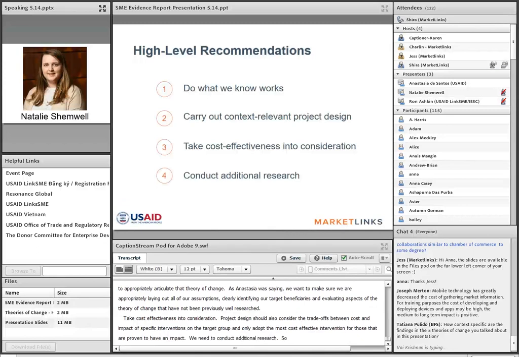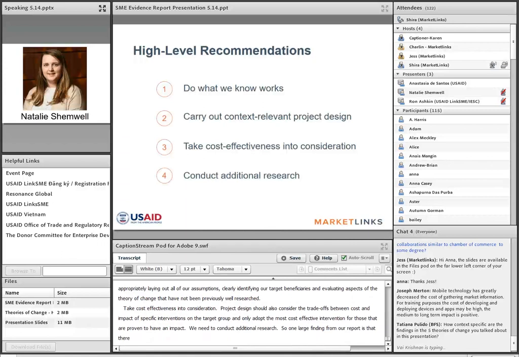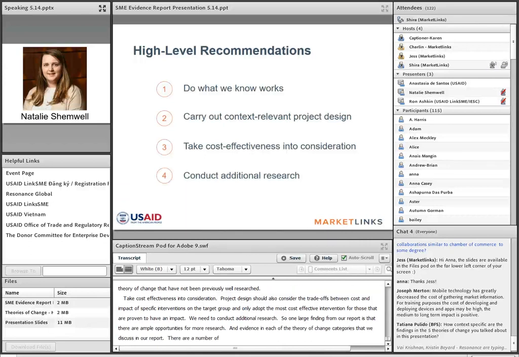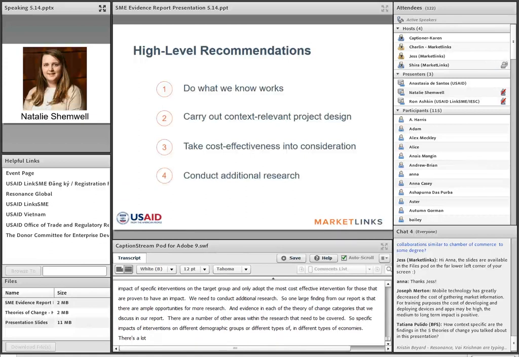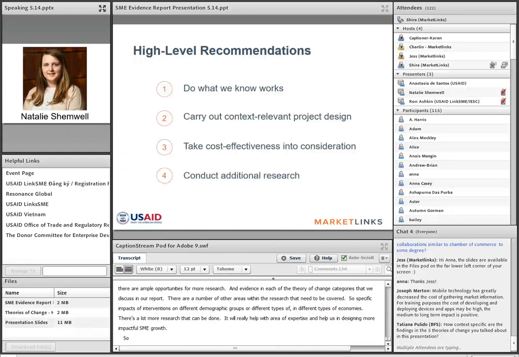One large finding from our report is that there are ample opportunities for more research, evidence in each of the theory of change categories that we discuss in our report. And then there are a number of other areas within the research that need to be covered, so specific impacts of interventions on different demographic groups or different types of economies. So there's a lot more research that could be done, and I think it would really help this area of expertise and help us in designing more impactful SME growth programs. So really encourage you to download our report and review all the research that we've done and see the additional detail and nuance that we've included there.